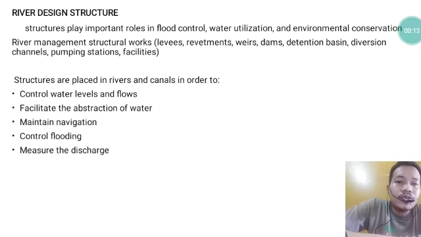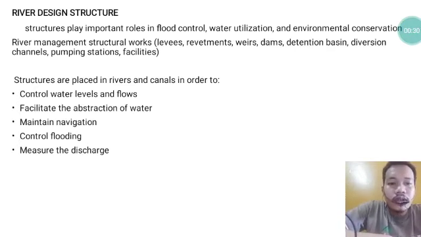River design structures play an important role in controlling water utilization and environmental conservation. These structures are basically placed in a river or canal to control water levels and flows, facilitate the obstruction of water, maintain navigation, control flooding, and measure the discharge. So, what are the structures?